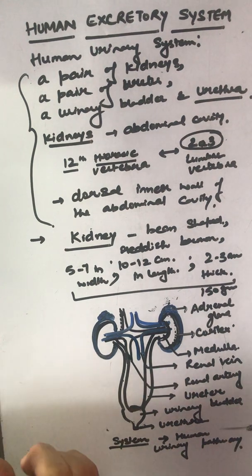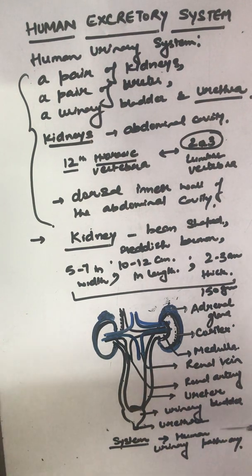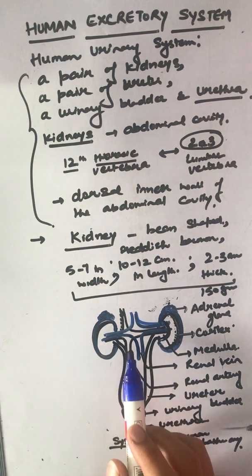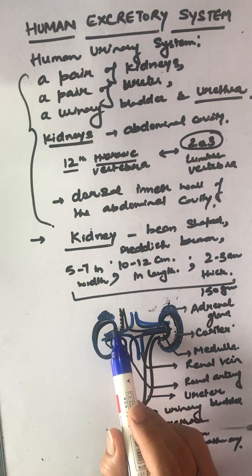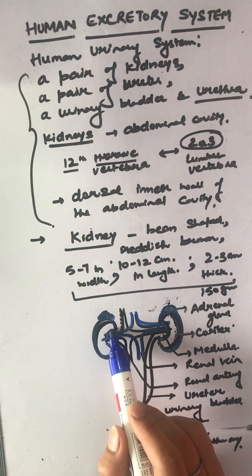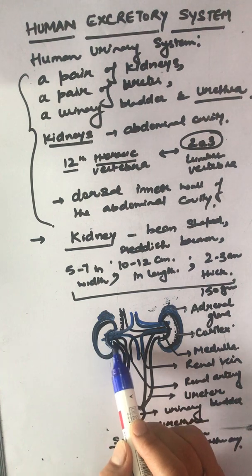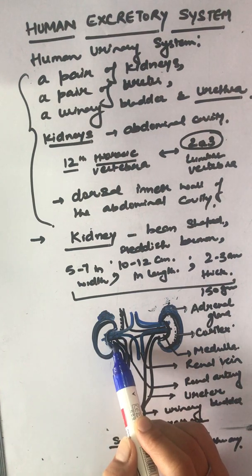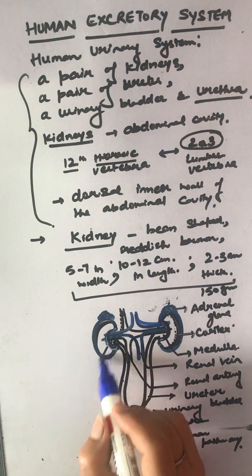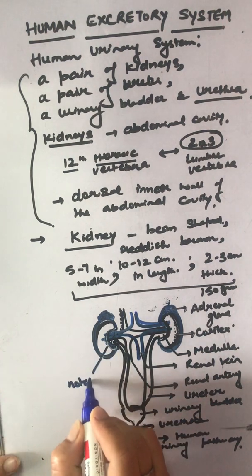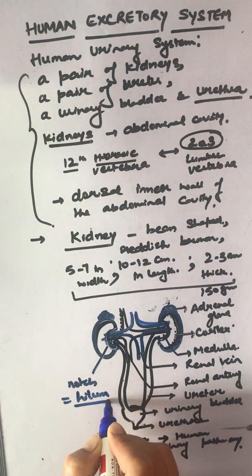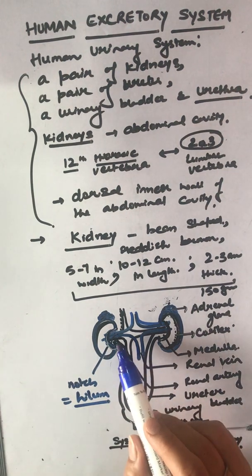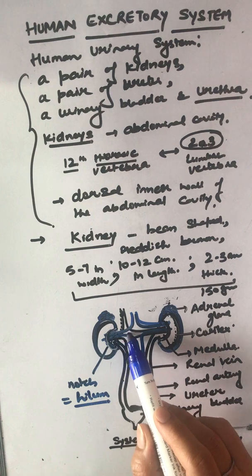Clear? Moving to the system in detail. If you can see here towards the center of the inner concave surface, there is a notch. This notch curves like this. We call it the hilum. What do we call it? The notch is known as hilum. Why? Because this is the passage for the ureter, as well as the renal vein and the renal artery.